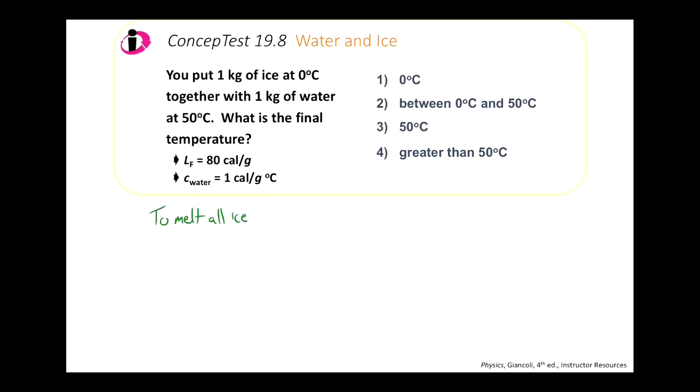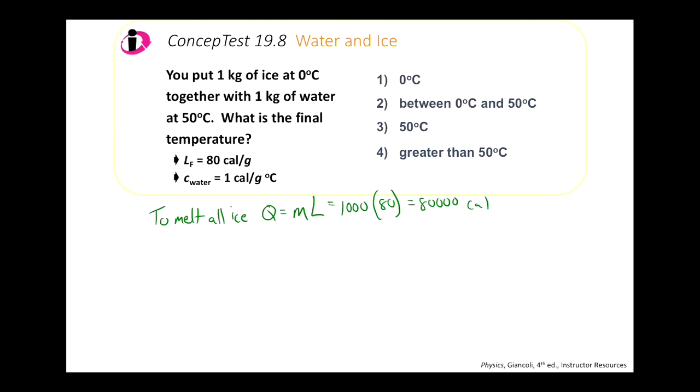how much energy or heat would be required to melt all of the ice? Well, I'm just going to use the units that they already have there. Notice LF is given in 80 calories per gram. So I could say that Q is equal to mass times L. So that's going to be 1,000 grams times 80. So 80,000 calories would be required to melt all of the ice.